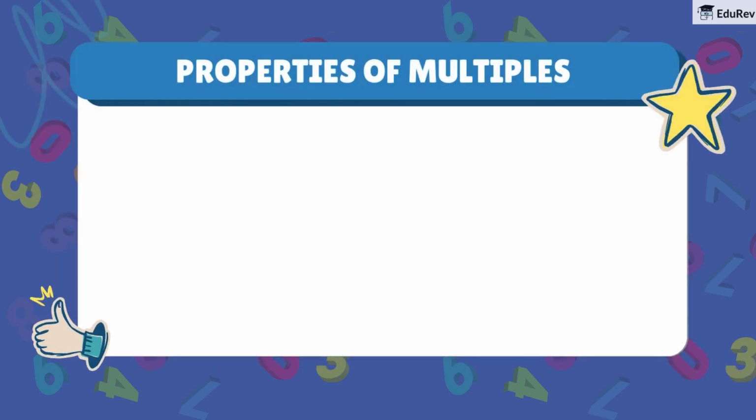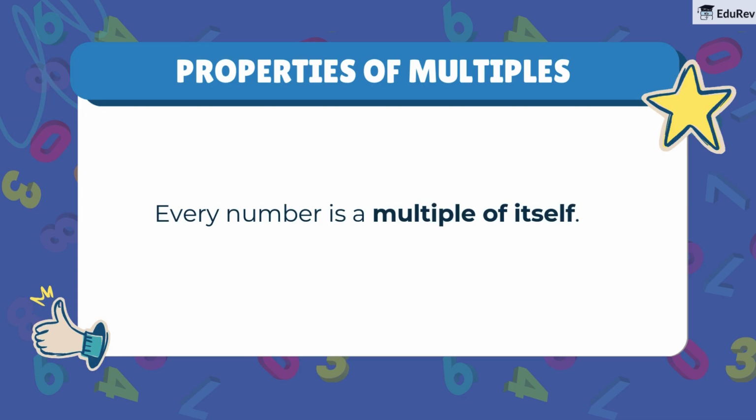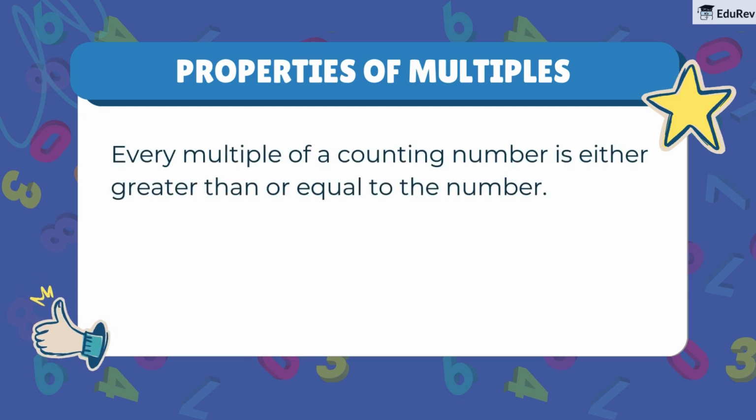Now, let's look at the properties of multiples. Every number is a multiple of 1, and every number is a multiple of itself. Every multiple of a counting number is either greater than or equal to that number.